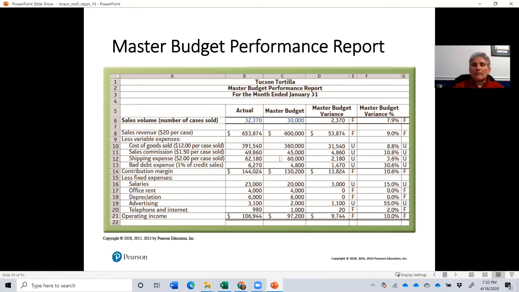And you can see that that may not be fair, because if the volumes change, then you may have to look at maybe adjusting your budget. That would be the flexible budget. Right now, we're just looking at the master budget, or what I often refer to as a static budget.